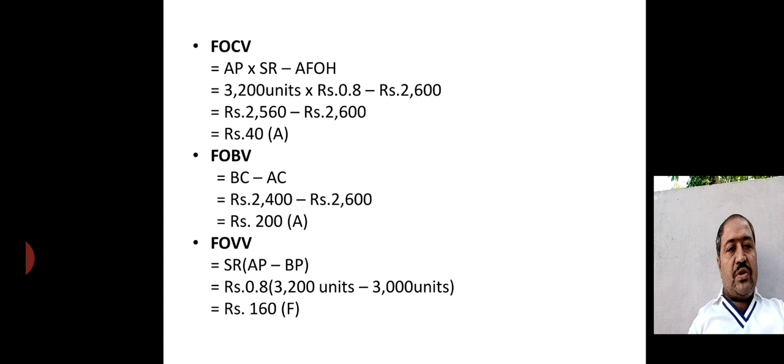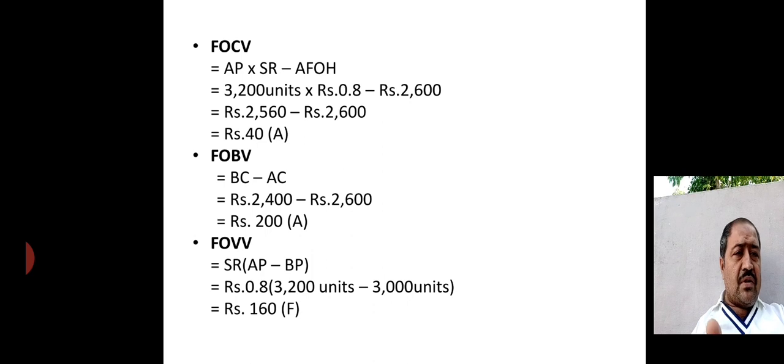And third variance is fixed overhead volume variance. So standard rate into actual production minus budgeted production. 0.8 is the rate we calculated, and that 3200 minus 3000 budgeted production. Okay, so 160 favorable. So here in these 3 formulas there is no use of revised quantity. Only and only standard and budgeted, both these two figures are compared. And we are taking the base of actual production, so number of units and rate per unit are taken.